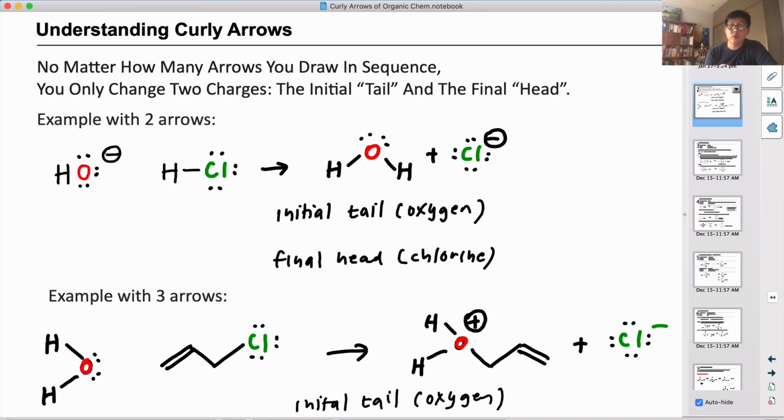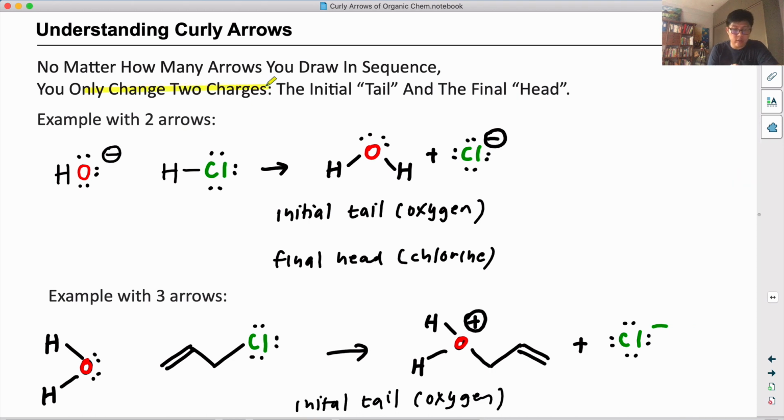Now let us look at questions that have more than one curly arrow, and how the charges will change. No matter how many arrows you draw in sequence, you only change two charges. And what are the charges that you change? You only change the initial tail and the final hit. So let's go through one example over here.